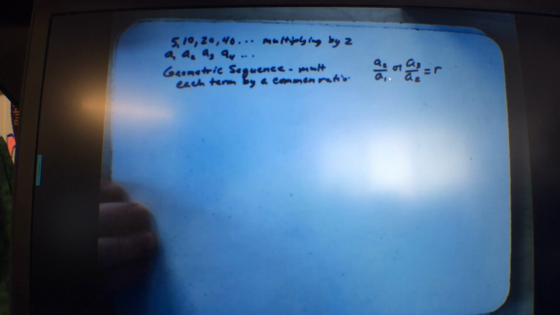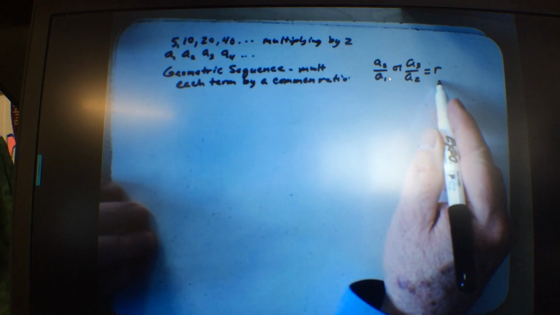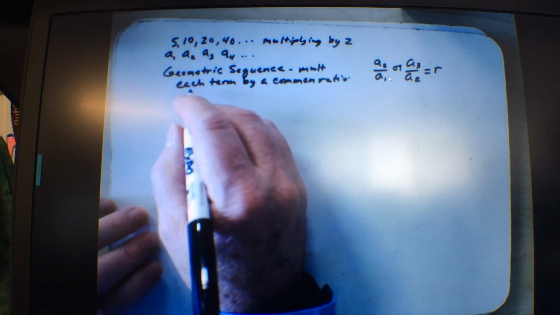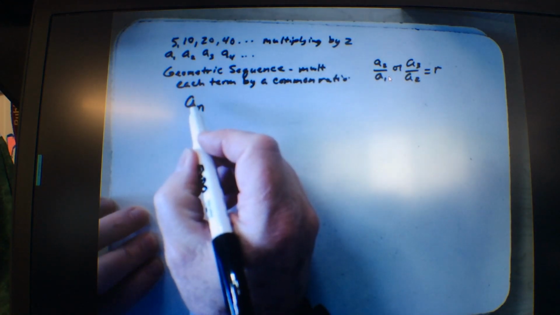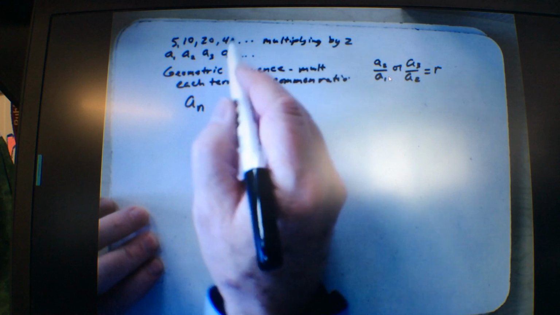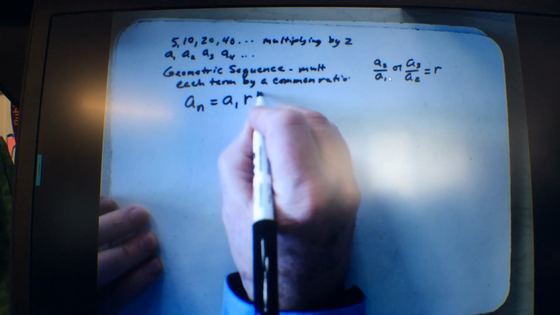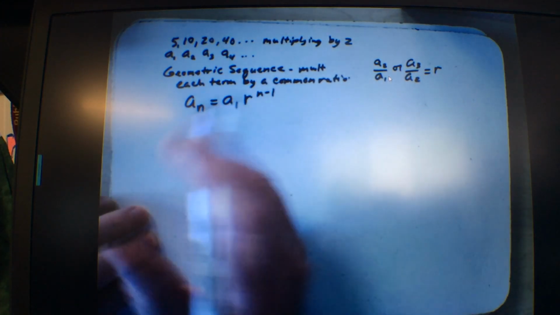So every geometric sequence has a common ratio. And every geometric sequence can be written as a sub n, which means the nth term of the sequence. See, these are terms, right? a sub n equals the first term, which is a sub 1, times that common ratio to the n minus 1 power, where n is the term number, okay?